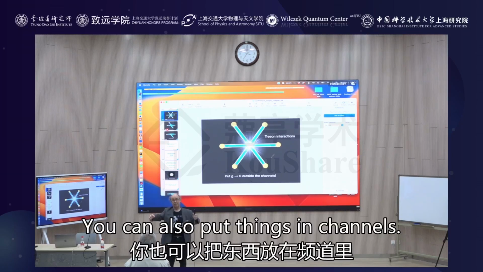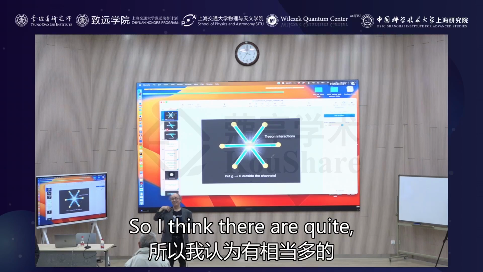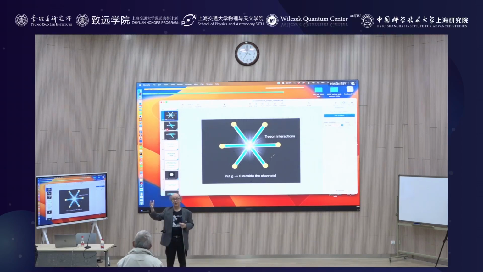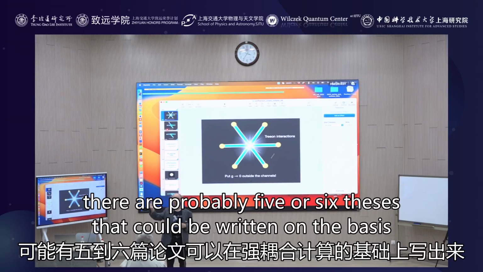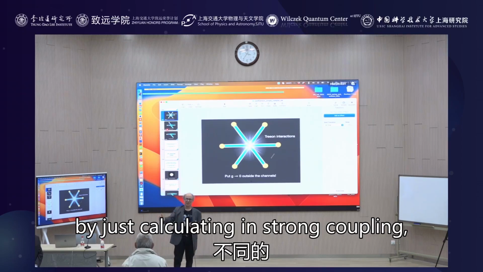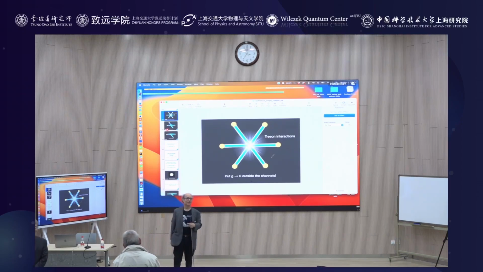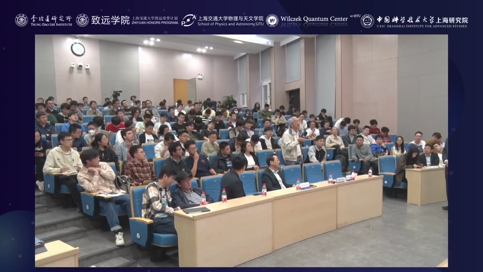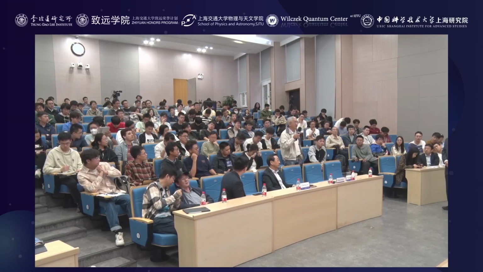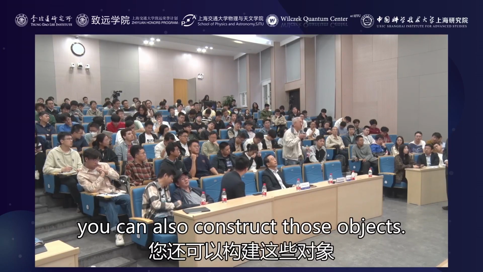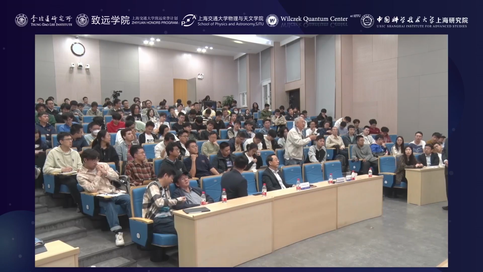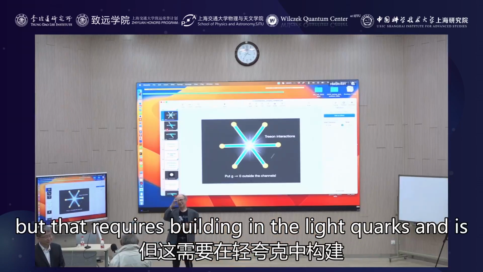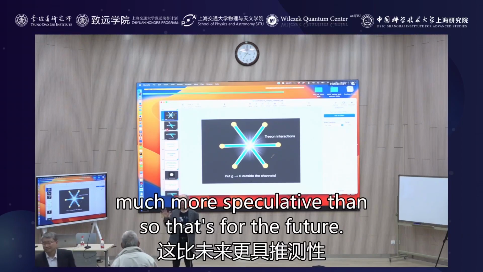You can also put things in channels. I think there are probably five or six theses that could be written just by calculating different aspects of this in strong coupling. So you talk about the trion, and then people now talk about in QCD the tetraquarks, pentaquarks. In this picture, can you also construct those objects? Yes, you could, but that requires building in the light quarks, and is much more speculative. So that's for the future.